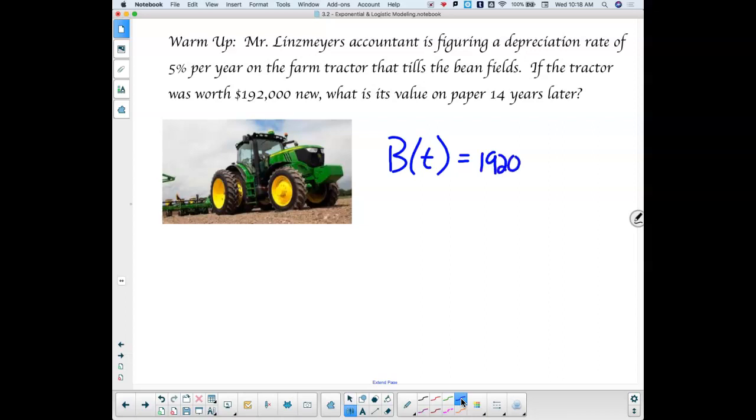192,000 times what? 0.95 to the 14th power. And what did we get when we get 192,000 times 0.95 to the 14th power? 0.60? Okay, actually, because it's 0.595. So then this tractor is going to be worth $93,633.60.